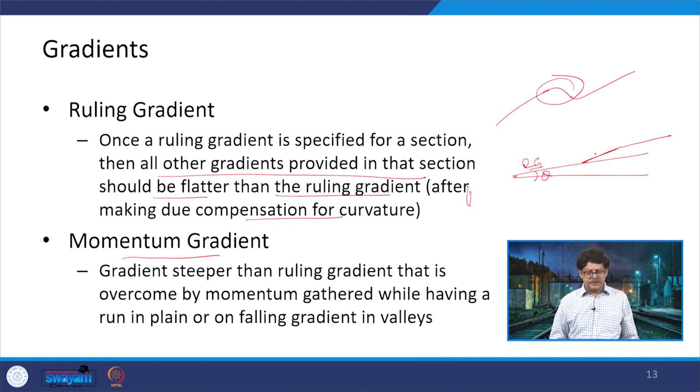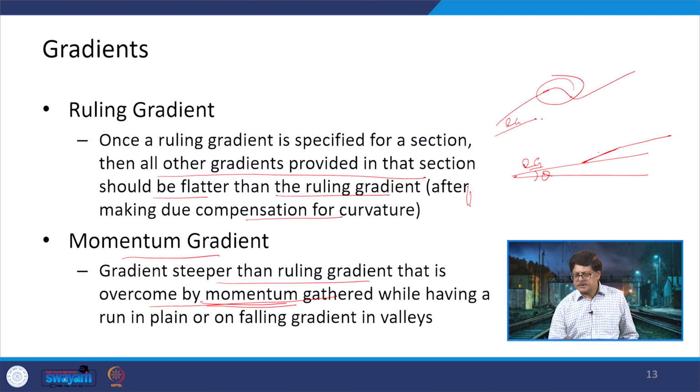Now, before doing this, because there is going to be some compensation with the hauling power available to the locomotive to move at the maximum permissible speed, we need to provide some extra force here. So, a gradient steeper than the ruling gradient is overcome by the momentum gathered while having a run in a plane or a falling gradient in a valley. Though we have been moving at a ruling gradient, at some location we have to provide the momentum gradient.